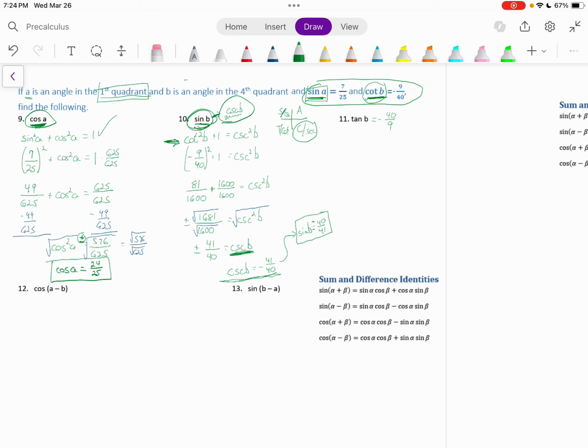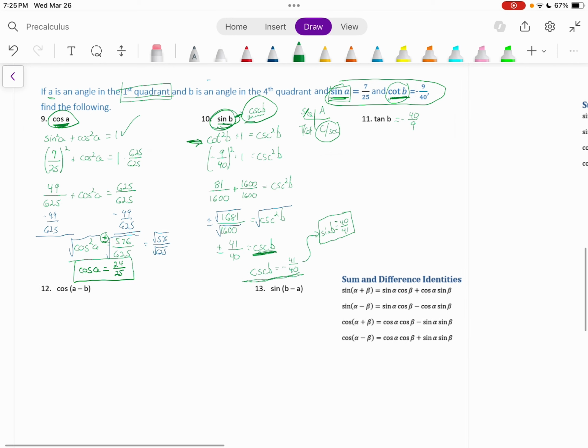Now on to 12 and 13. Here, this is cosine of a minus b. Well, this is a difference identity. So we're going to be looking at this last one that's typed in here. And we know cosine of a minus b, using that identity, is cosine A, cosine B, plus sine A, sine B.